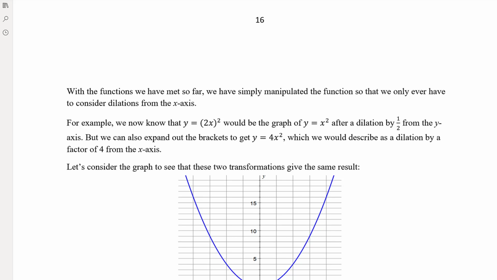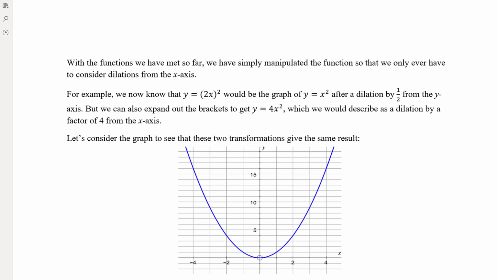So with the functions we've met so far, it has been possible with all of those functions to manipulate the function so that we only ever think about dilations from the x-axis. So for example, we now know that if we did y equals (2x) all squared, that would be the graph of y equals x squared after a dilation by half from the y-axis. So you've replaced x with 2x, it's a dilation by half from the y-axis. But we know, algebraically, we can also write (2x) squared as 4x squared.